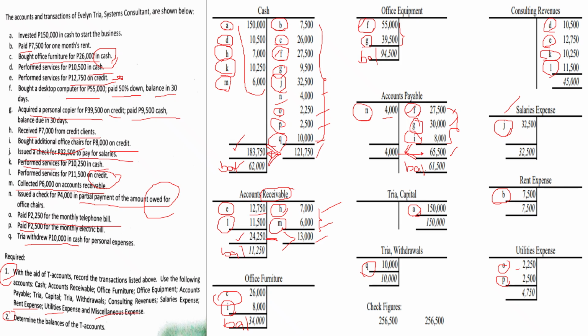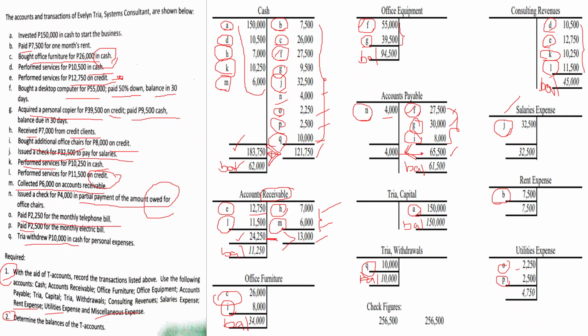Now for Tria Capital, we only have one transaction. There's nothing to add here. Therefore, the one transaction is also the balance itself. So we just copy 150 as the balance. The same story with withdrawals. There's no other transaction. So the 10,000 is also its balance. So we write it on another side balance. The revenue this time has all credit transactions. We add all of these credits, then we total. This 45 is also its ending balance since there's no debit.